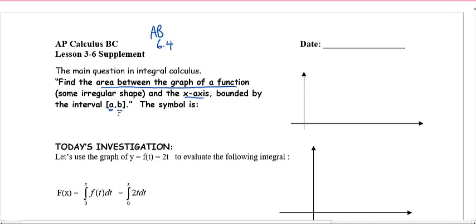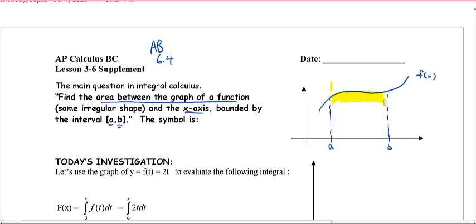Okay? Now, let me show you a picture of what I mean. Let's say you got this crazy function. We'll call that function f of x. I want you to find the area between a and b. So if I were to carve this up, I want you to find this highlighted area here. And that is the main question of integral calculus.